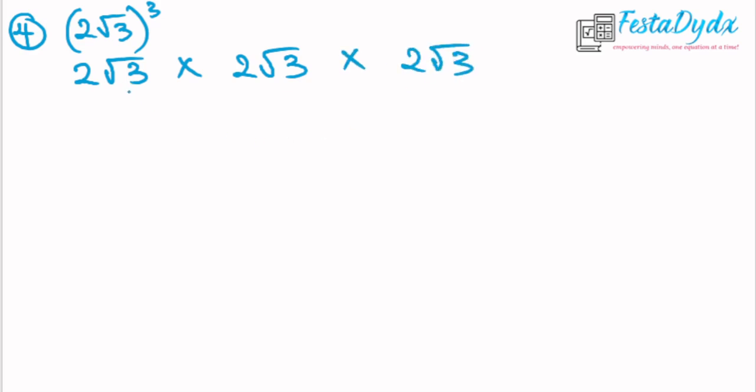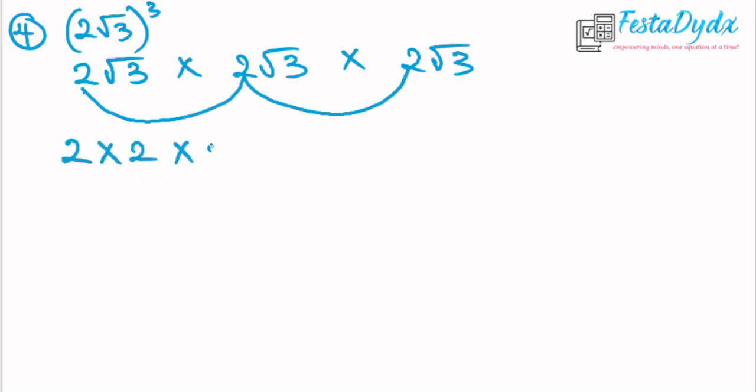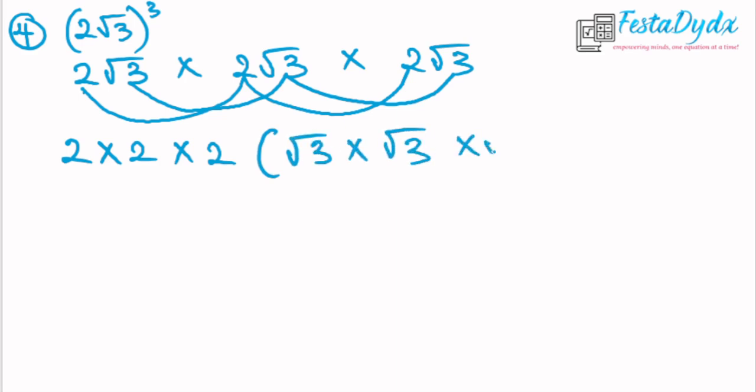So this is 3 times. Now we'll collect the whole numbers 2, 2, and 2 and multiply them together. 2 times 2 times 2. Now we'll move to the surd. We'll have root 3 times root 3 times root 3. Now 2 times 2 is 4. 4 times 2 gives us 8. And then for our root side, we'll have root 3 times root 3, which will give us root 9 times root 3.